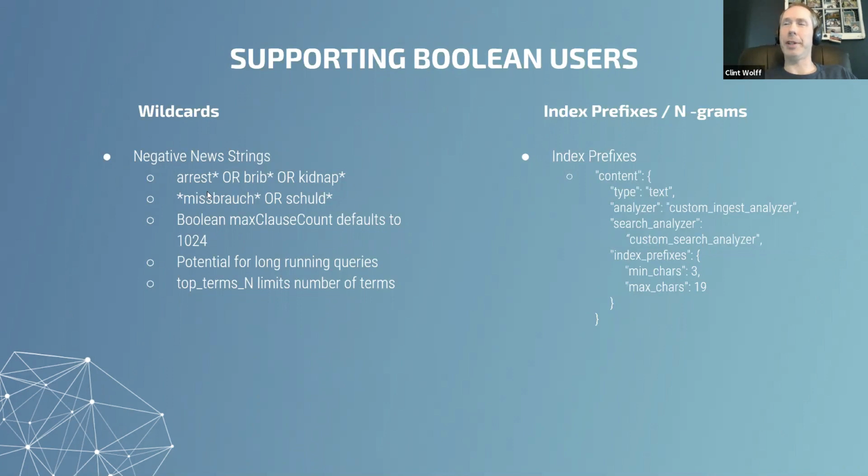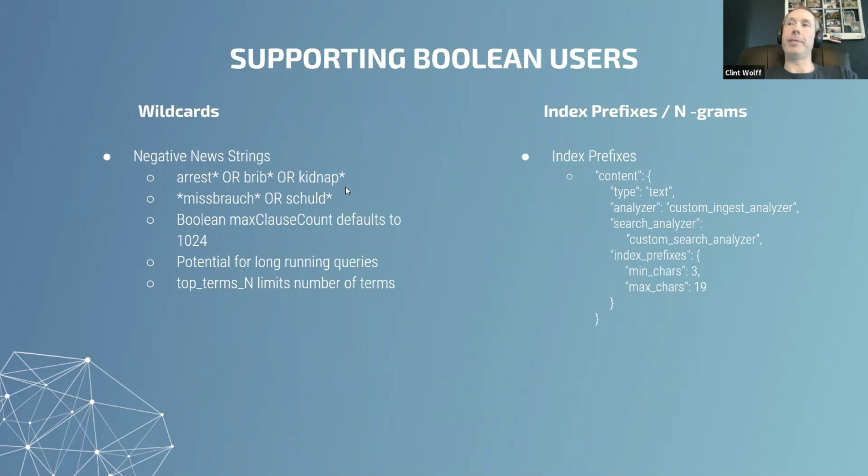So part of being very specific is that they like to use wildcard characters. I know that seems a little weird, specific and wildcards at the same time, but that's how these folks like to operate. So when we're looking for negative news strings, part of the search is looking for negative news about a company or person. So we have the ability to craft negative news strings within the application. These are saved off, so you don't have to put these in every single search. So arrest wildcard, bribe wildcard, kidnap wildcard.